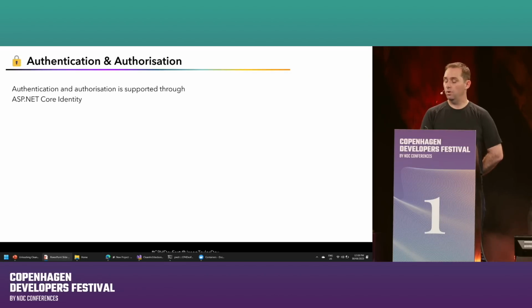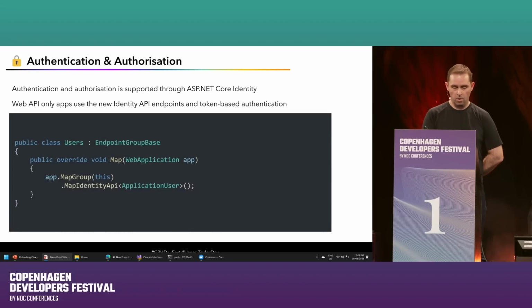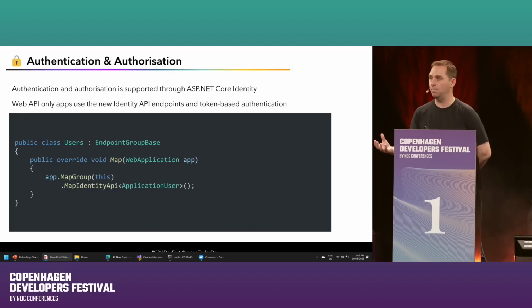All right, next up for authentication and authorization, this is supported through ASP.NET Core Identity. So the Angular and React SPAs use ASP.NET Core Identity UI and cookie-based authentication, whereas the web API-only apps use the new Identity API endpoints, which is excellent. It comes out of the box with a group of endpoints, such as login, register, refresh, and we'll be able to use those when we're building out our Angular and React apps, Blazor apps, because now we don't need to rely on that Razor UI, and we don't have to build this API ourselves.